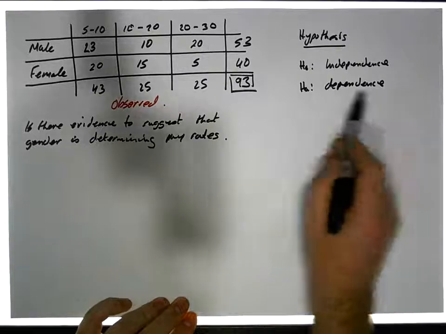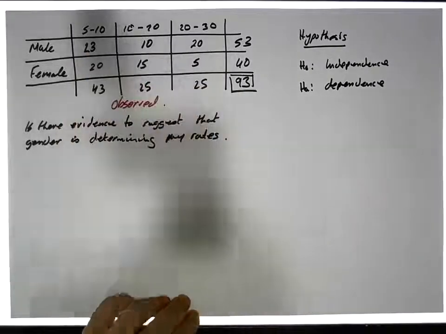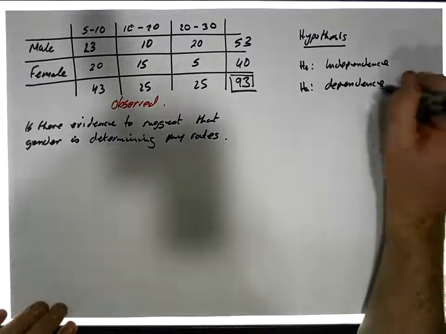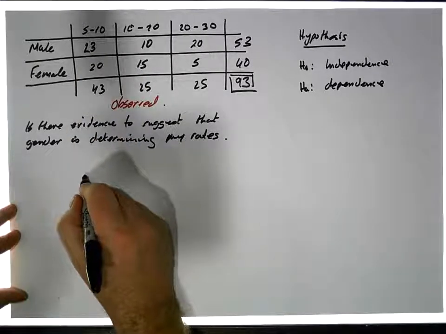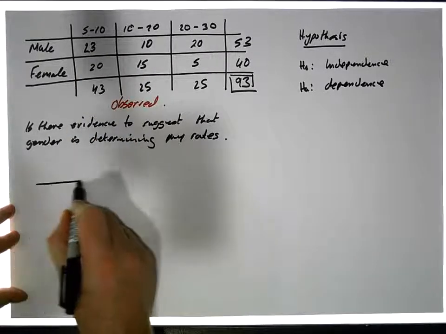Whereas the alternative says that the rate of pay is dependent on your gender, if that makes sense. And we want to test this. So what would we expect to happen? Well, our expectation would be, let's just draw out another table.